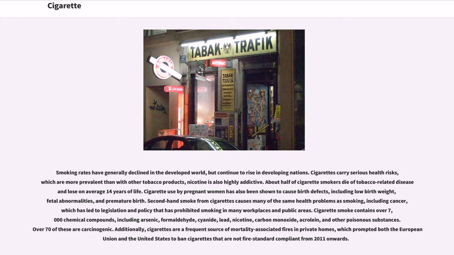Cigarette smoke contains over 7,000 chemical compounds, including arsenic, formaldehyde, cyanide, lead, nicotine, carbon monoxide, acrolein, and other poisonous substances. Over 70 of these are carcinogenic. Additionally, cigarettes are a frequent source of mortality-associated fires in private homes, which prompted both the European Union and the United States to ban cigarettes that are not fire standard compliant from 2011 onwards.